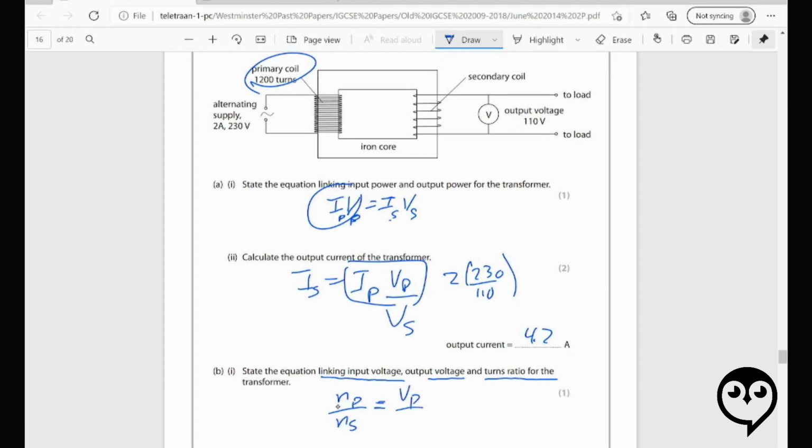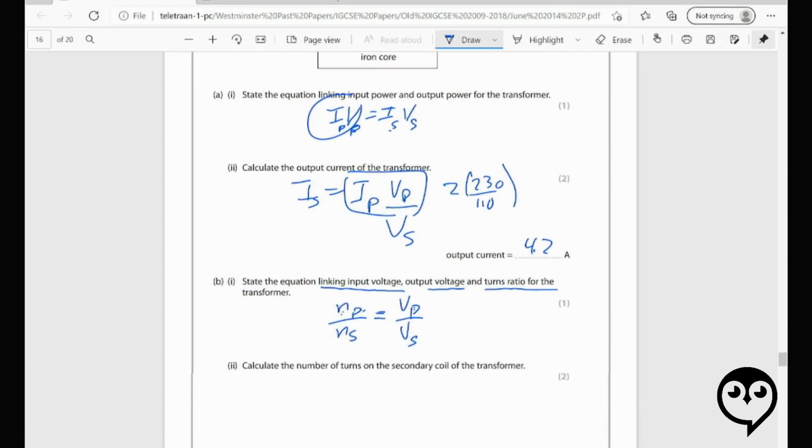We know that the more turns, the higher the voltage. So they need to be on equal sides of the equation. There's a proportionality. Okay, and now they want us to calculate the number of turns. Yeah, because that's the one we didn't have.